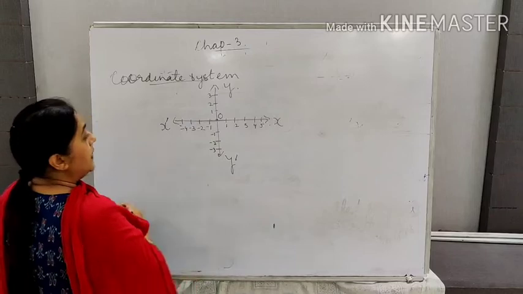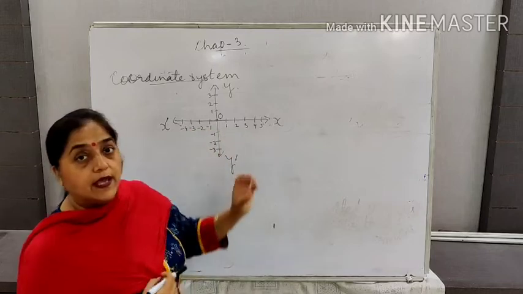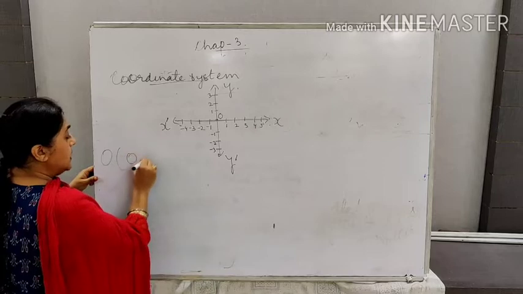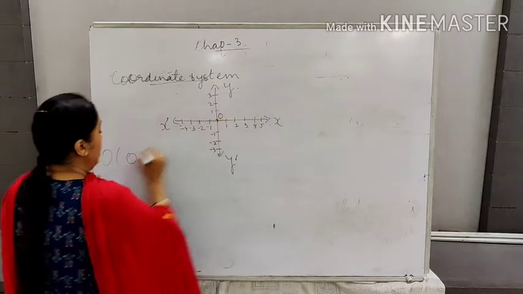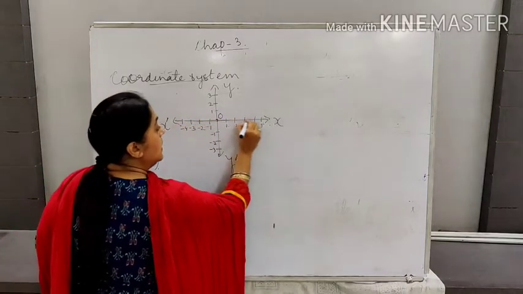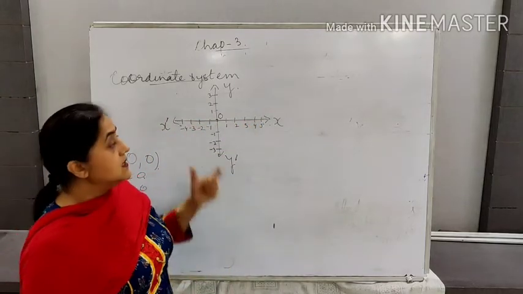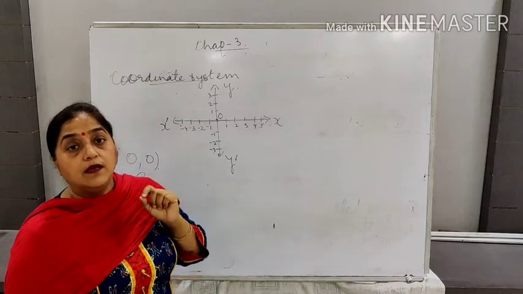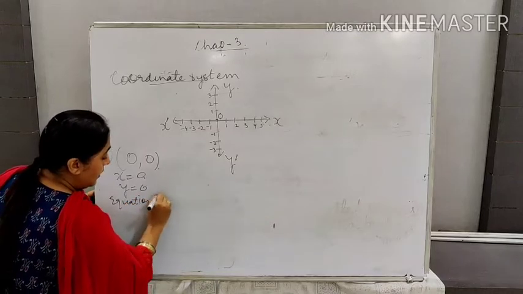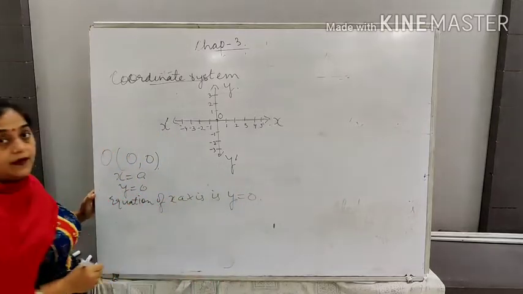Got it? Now when I am talking about the point on x-axis, do you see any point of y on the x-axis? No. The coordinates of the origin were 0, 0. That means at this point x is 0 and y is 0. That means this line, please check, this horizontal line which is called x axis, on this whole line y will be 0. So when I say equation of x axis, equation of x axis is y is equal to 0, right?